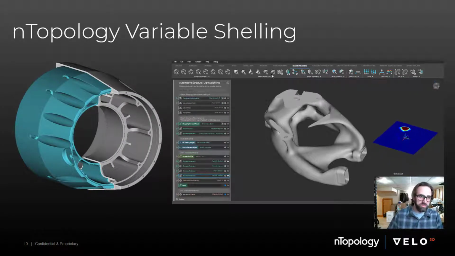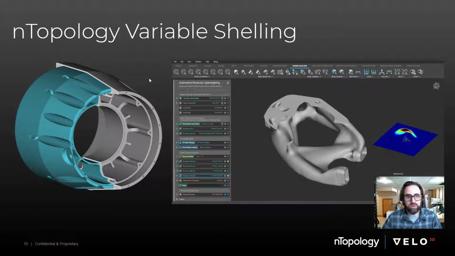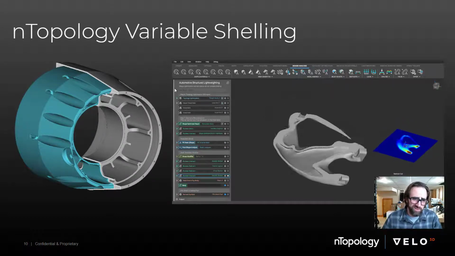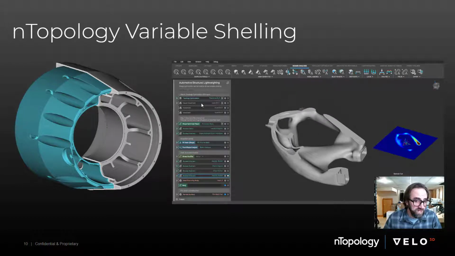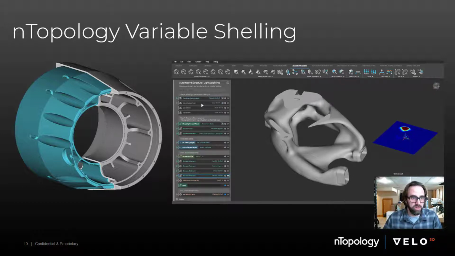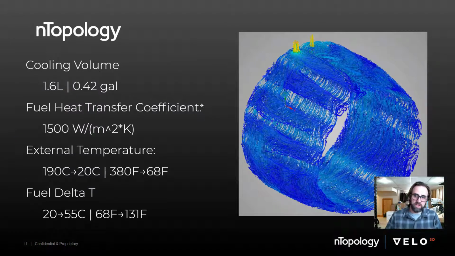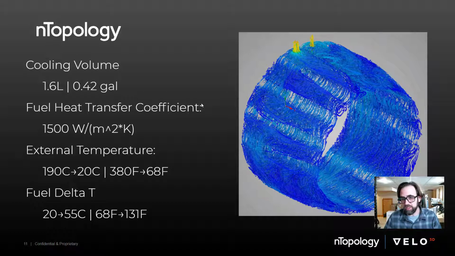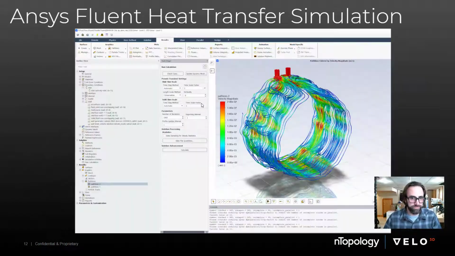I'll introduce this concept of variable shelling. This is one of our core functionalities: we can take a part and shell it. In traditional CAD tools, this is a very difficult operation and often fails. In our software, not only does it not fail, we give you an incredible amount of control over how to do that. Then, when you're able to do this, we can bring this cooling volume into the object and run some simulation upon that part.